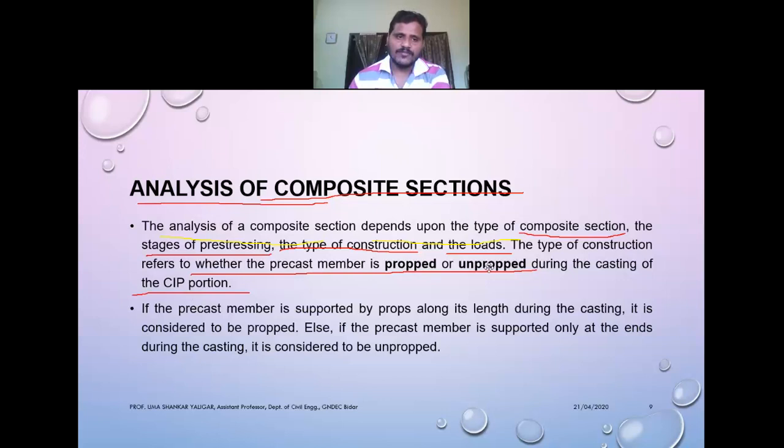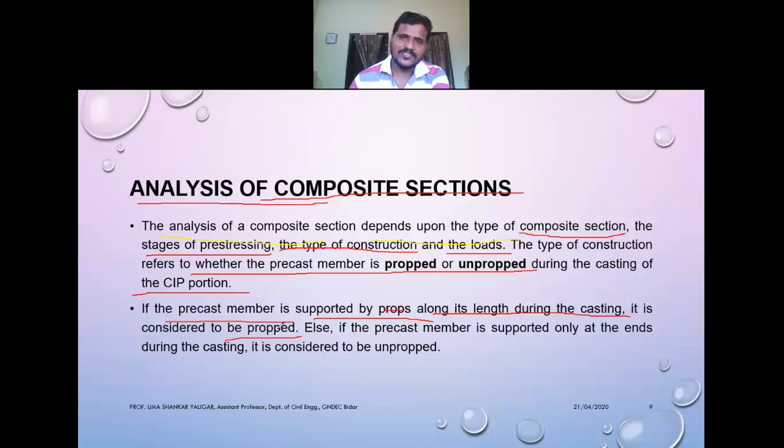Whenever a precast member is supported by props, it means you already have a precast member, and it is supported by props along its length during the casting of the top flange. If the web is precast and that precast member is supported along its length by the props, then it is considered propped. Means whenever you are casting the top flange portion, if the web portion is supported by props along its length, it is called a propped member. If this is the case, then the analysis will be different.